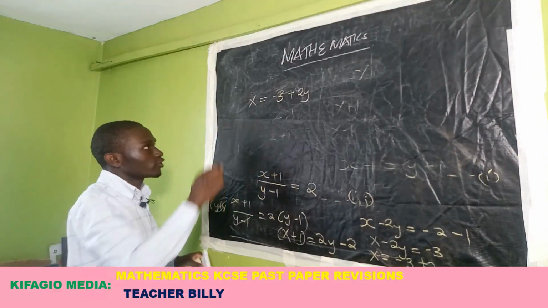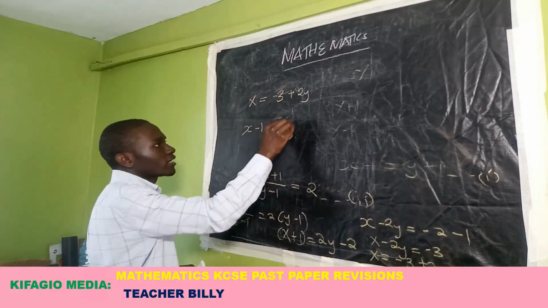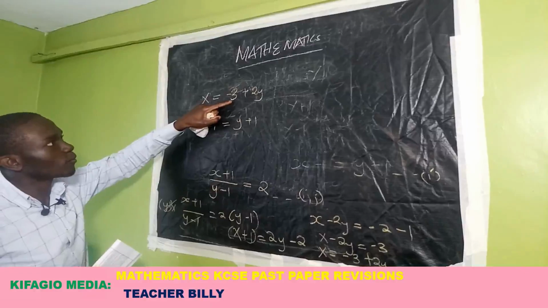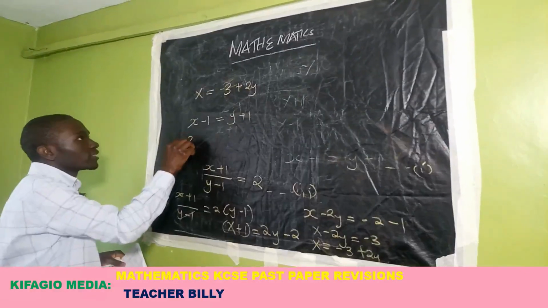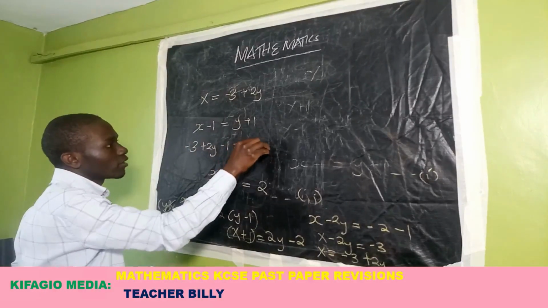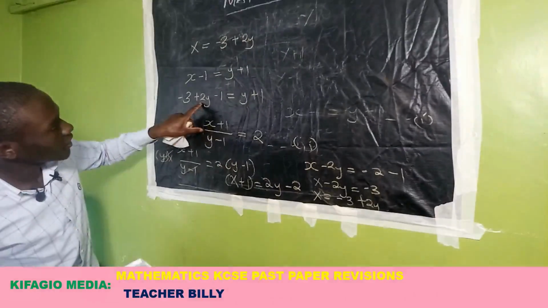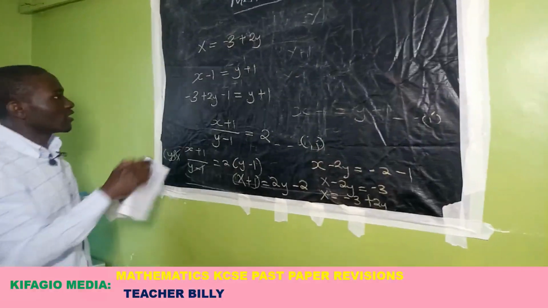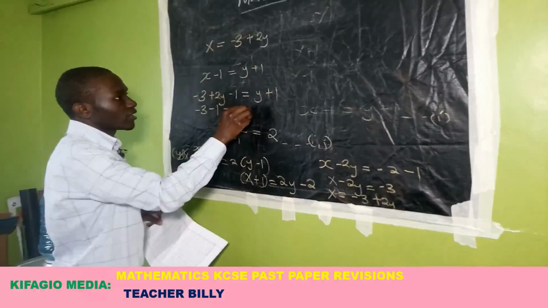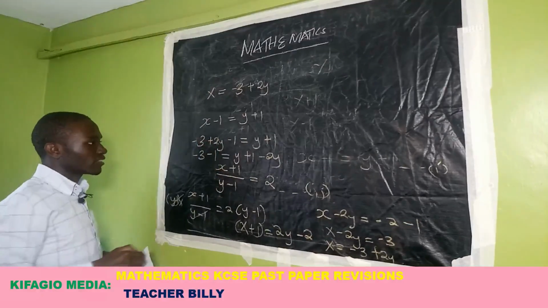We come back to our first equation. It was X minus 1 is equal to Y plus 1. So in place of X, just replace it with minus 3 plus 2Y, because X is equal to minus 3 plus 2Y. So we're having minus 3 plus 2Y minus 1 is equal to Y plus 1. Then collect like terms. I'm having positive 2Y. If I take it to this other side, I will have minus 3 minus 1 is equal to Y plus 1 minus 2Y. We're having 1 on this other side, you bring it to this other side.